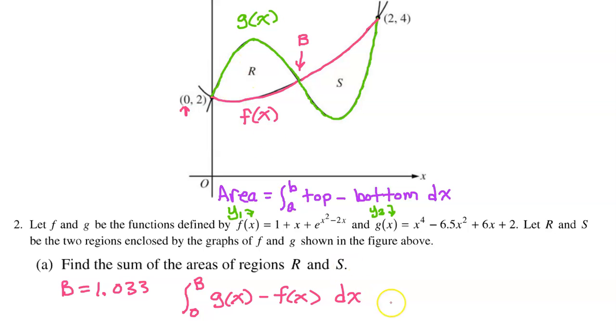So this is the area of region R, but we need the sum of both areas. So now we will set up an expression for the area of region S. The limits of integration will be from b to 2. That's where region S begins and ends. So we will integrate from b to 2. And again, we are integrating the top function minus the bottom function. In this case, the top function is f, and the bottom function is g. So this time we will do f minus g.